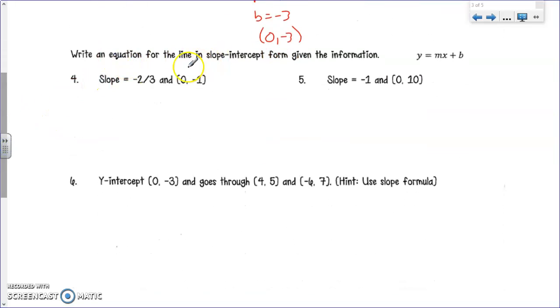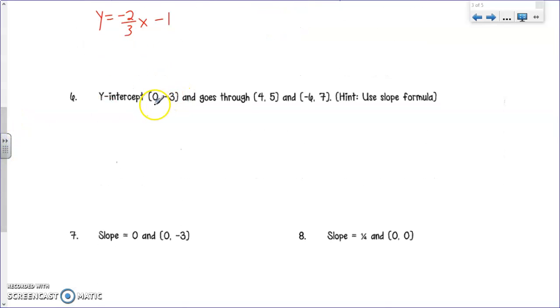Okay, on number 4, we're going to write the equation, y equals mx plus b. So it's given us the slope. So that's going to be -2/3 x. And then the b is -1, (0, -1).